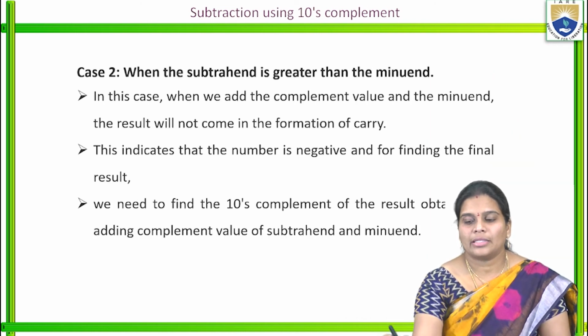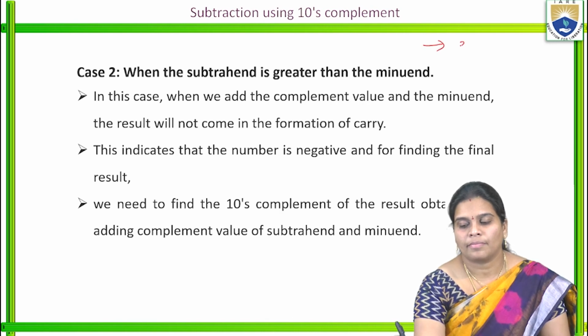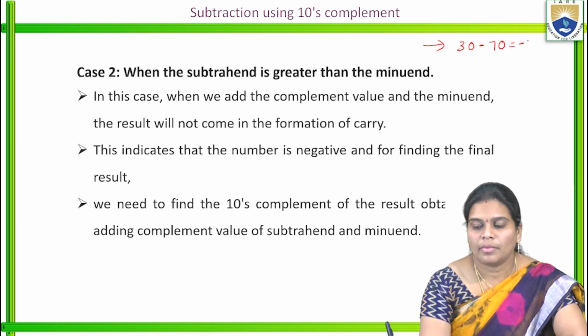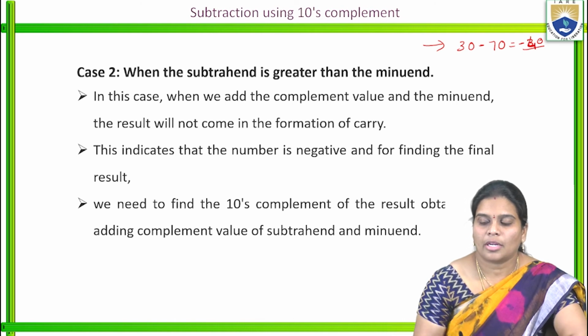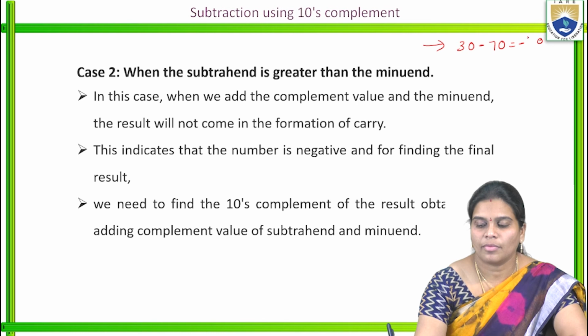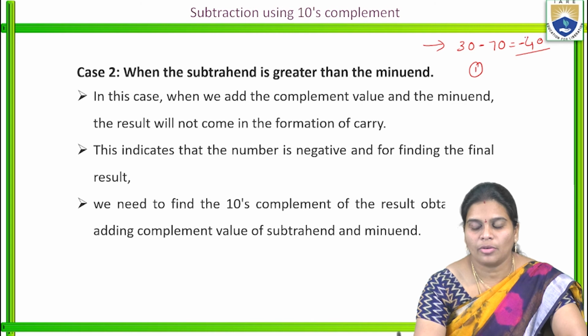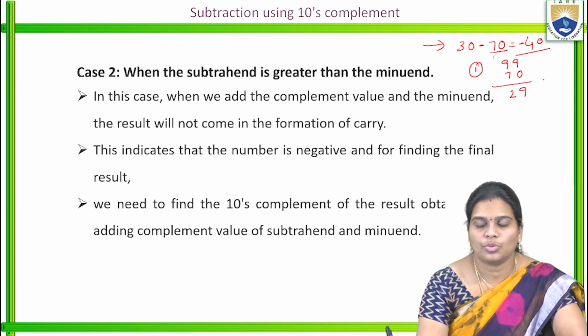Okay. So in the second case, 30 minus 70. In normal subtraction we get minus 40. In the first step, apply the 10's complement of this negative value, 70. First apply the 9's complement: each and every digit is subtracted from 9. 9 minus 0 is 9, 9 minus 7 is 2, so 29. In the LSB we add 1, so we get 30.